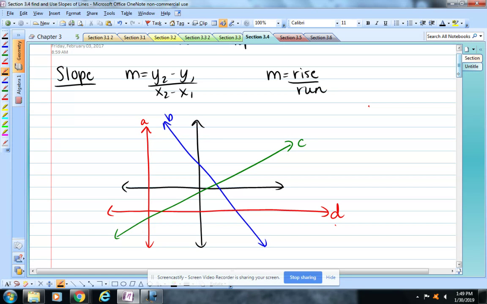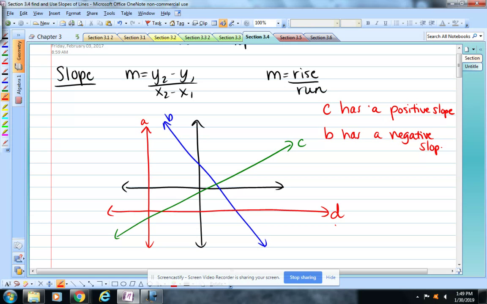Okay? So, which one of these lines do you think has a positive slope? C. C has a positive slope. It's going up from left to right. Which line do you think has a negative slope? B. It's going down from left to right. Now, the only 2 that we haven't talked about yet are lines A and line D.